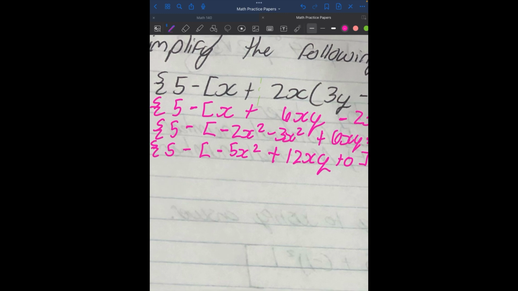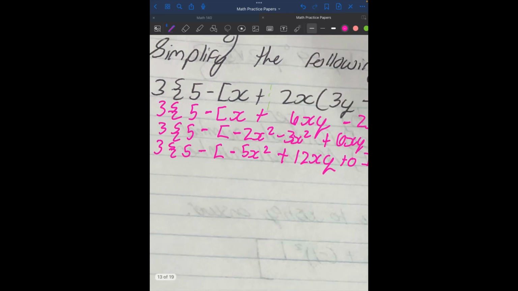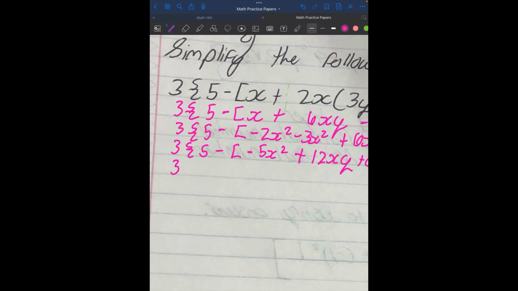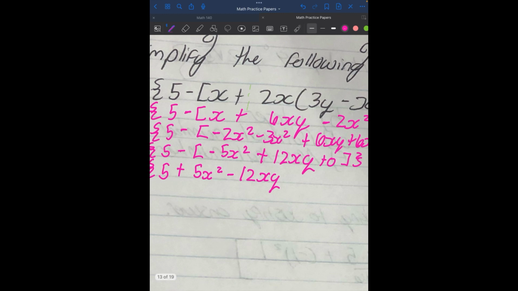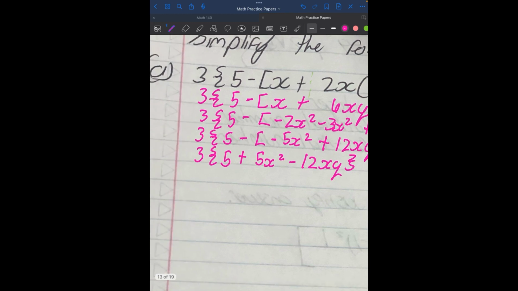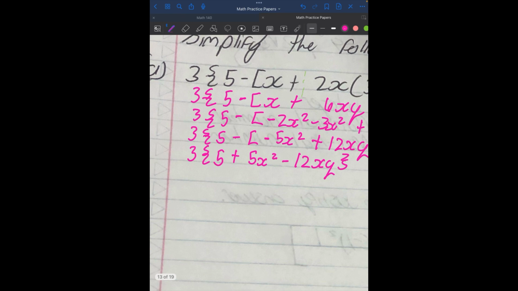Now we can multiply the negative by all of this. So we'd have 3, 5, and then this bracket would drop because we're multiplying the negative through the bracket. A negative times a negative is a positive, so plus 5x squared minus 12xy, and that's it. So 5 plus 5x squared minus 12xy.